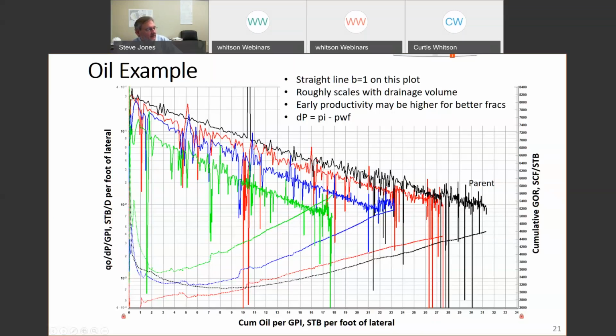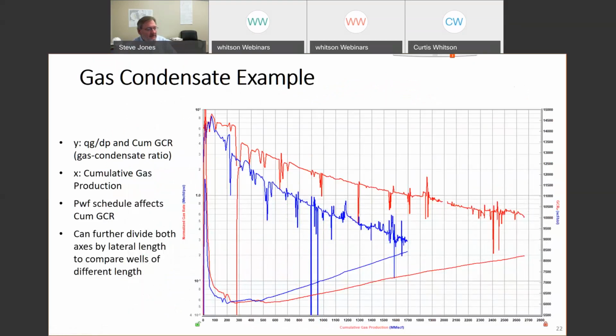You'll also notice that a couple of these wells start with productivity that's nearly the same as the parent, but the worst well does not. It has considerably lower productivity when you're starting out early on. So let's look at that same plot in a gas condensate reservoir.